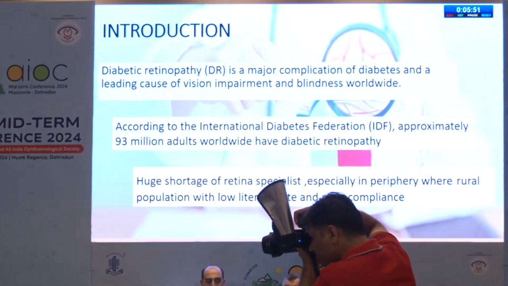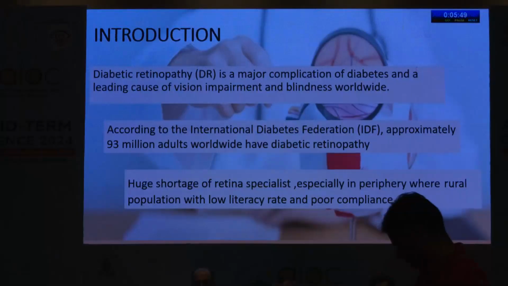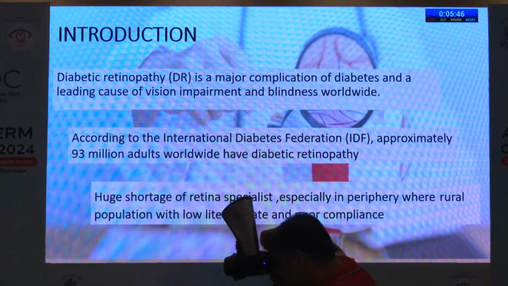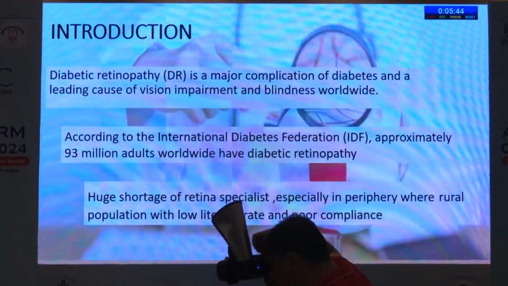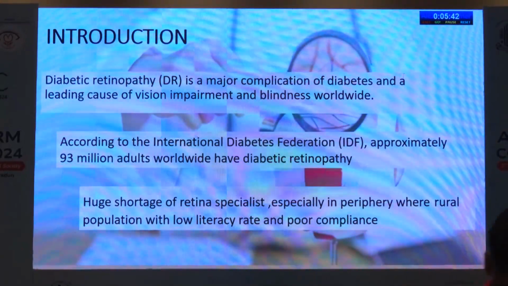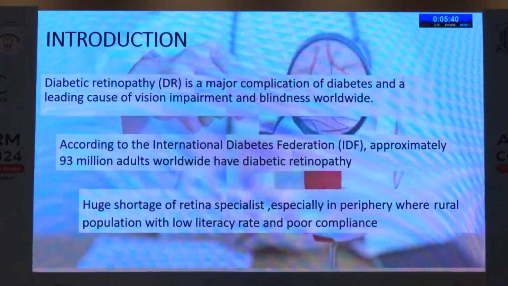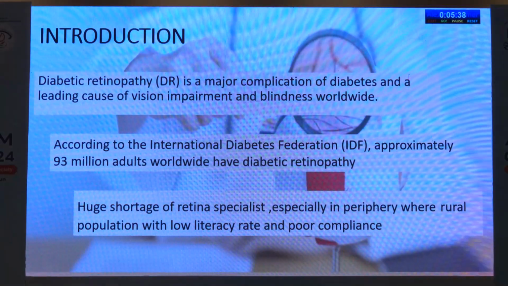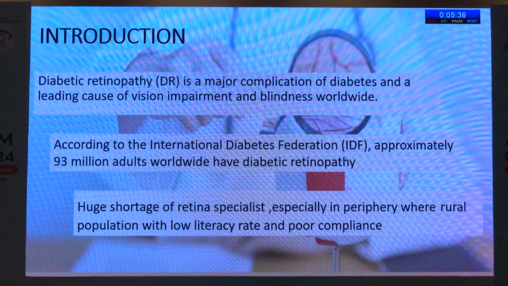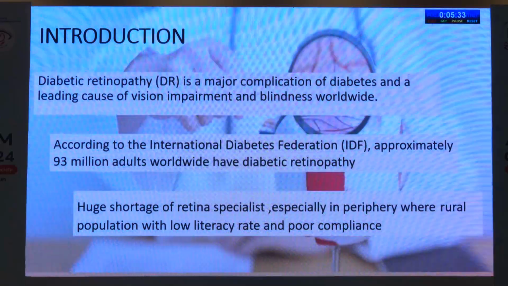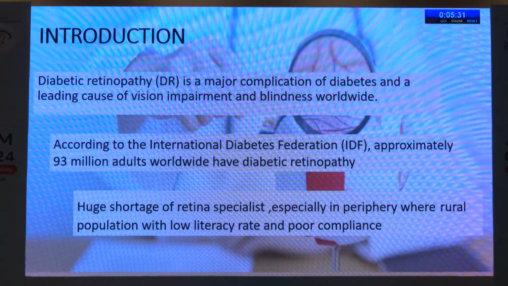We all know that diabetic retinopathy has become a menace, a catastrophe of sorts, with millions and crores affected worldwide, and India is definitely the world capital of it. There is a huge shortage of retina specialists, as we all know. I was checking yesterday, we have only 1,000 VRSI members up till now. We're probably catering to a population of crores, especially in the periphery.